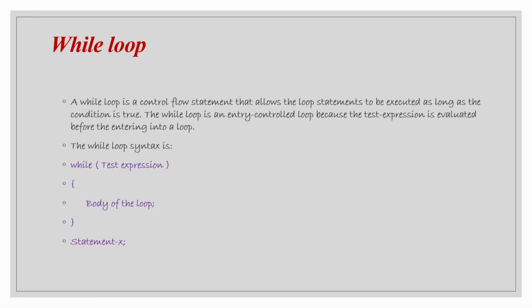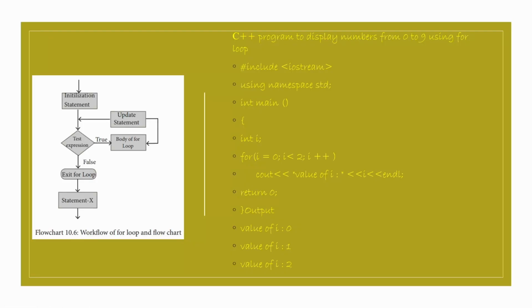Next one is the while loop. A while loop is a control flow statement that allows loop statements to be executed as long as the condition is true. A while loop is an entry control loop. You have to remember this, it is very important. A while loop is an entry control loop because the test expression is evaluated before entering the loop. In a for loop, we initialize and then the test expression is evaluated.